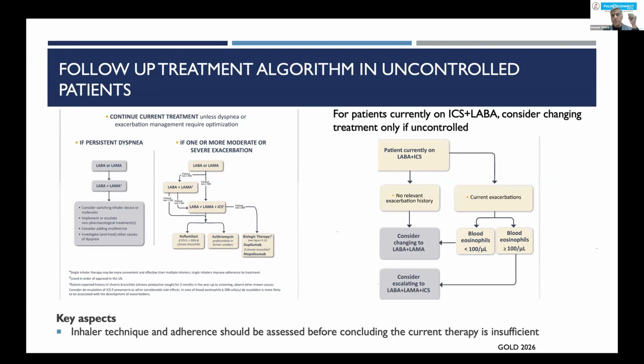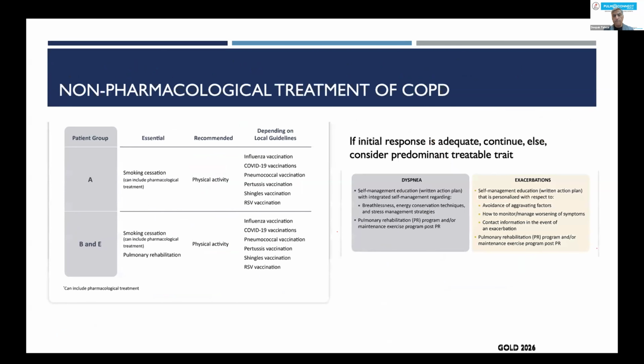What happens if the patients are on ICS LABA and are uncontrolled? If they have no exacerbation history, then we consider shifting them to a dual bronchodilator, that is LABA, LAMA. If they are having exacerbations, we need to check their eosinophil count, and if the eosinophil count on therapy is more than or equal to 100, then we switch to triple therapy. But if the blood eosinophil count is less than 100, we shift them to dual bronchodilator therapy instead of ICS LABA to LABA, LAMA.